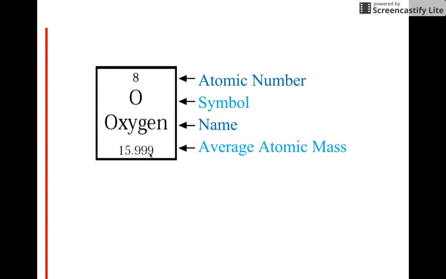And at the bottom, usually you find the average atomic mass. Keep in mind that this is an average, which means that it's averaging the atomic mass of all the oxygen isotopes we have on Earth, in our planet. So it's only an average. The best way to do this is to always round the number to the closest whole number without decimal points.